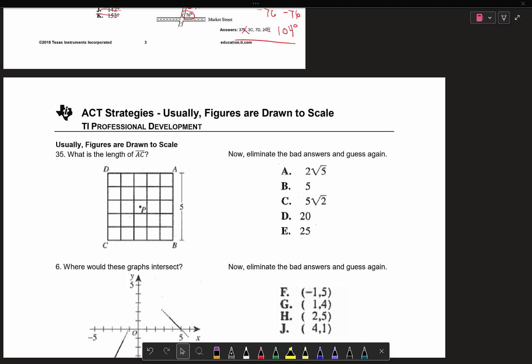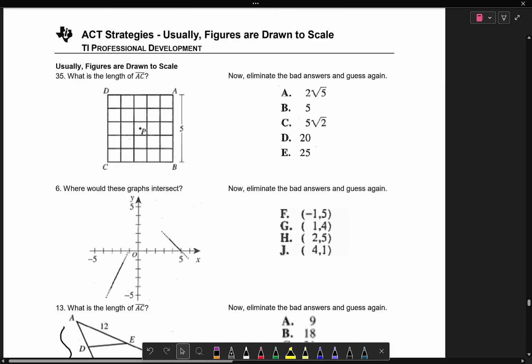So again, this is the second video where we talk about how figures are usually drawn to scale, and you can essentially make a guesstimate and get a lot of these questions right. All right, number 35. Again, I've included part of the diagram and part of the question, but I've left a lot of it out because ultimately this is what they want to know. They want to know what is the length from point A to point C.